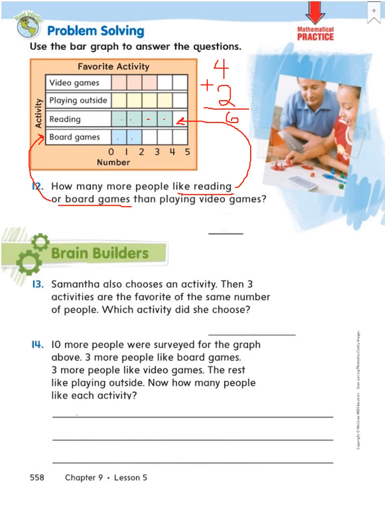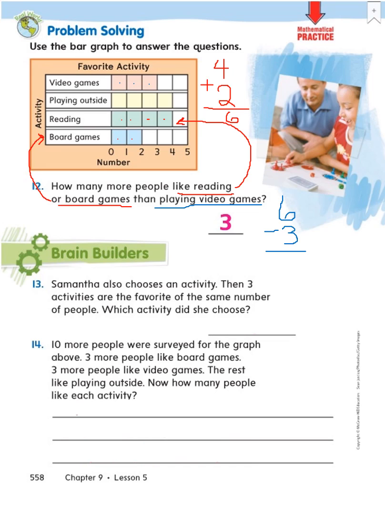How many people like these compared to the number of people who like playing video games? Well, our video game bar tells us that 3 people like that. So, how many more people like reading or board games rather than playing video games? 6 minus 3. And I know we all know how to figure this out.